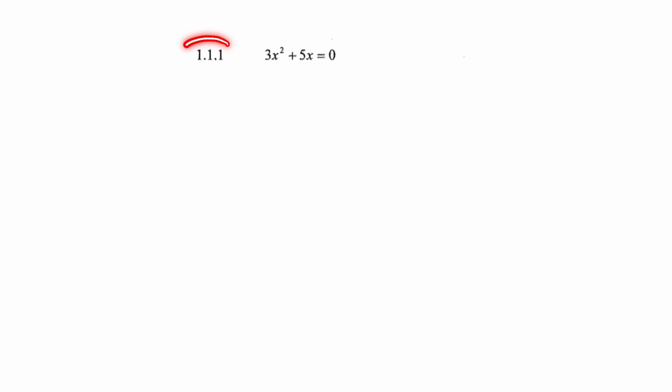Question 1.1.1. Here we have 3x squared plus 5x equal to 0, and we want to solve for x. So what I realize is that in these two terms, I have a common factor of x. So I'll factorize out the x, and that means in the first term I'm left with 3x, and in the second term simply 5, and that is equal to 0.